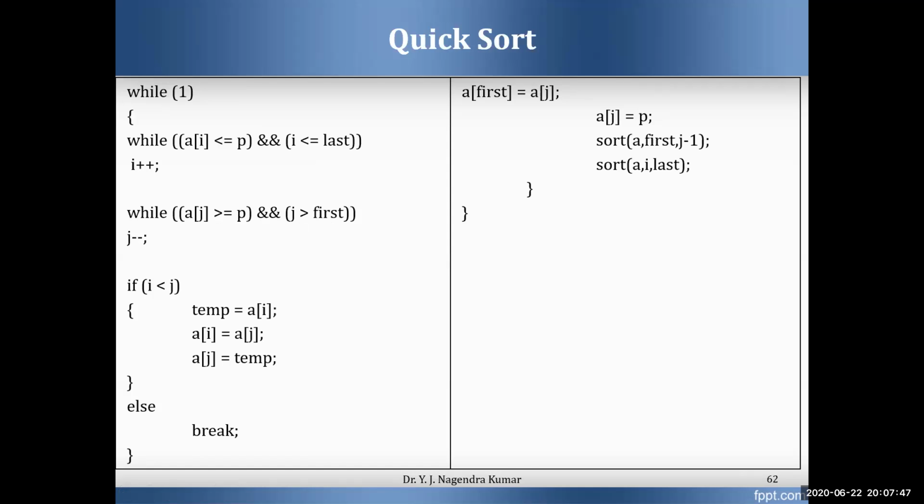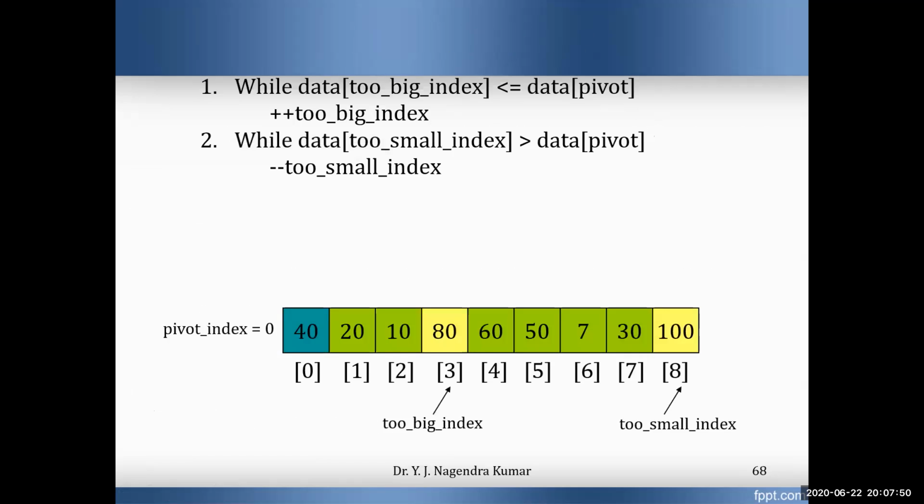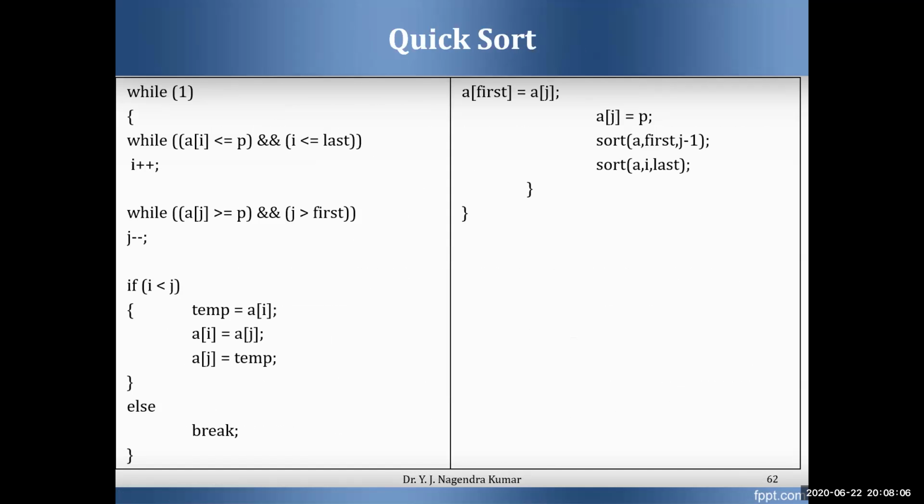If these two conditions are true, then you have to decrement the j value. What is the j value here? Two small index. In the example, 100 is greater than 40, so decrement the value of two small index, j minus minus. Now it iterates the while loop until the value of two small index is less than the pivot element. The first while loop is for two big index, and the second while loop is for two small index.